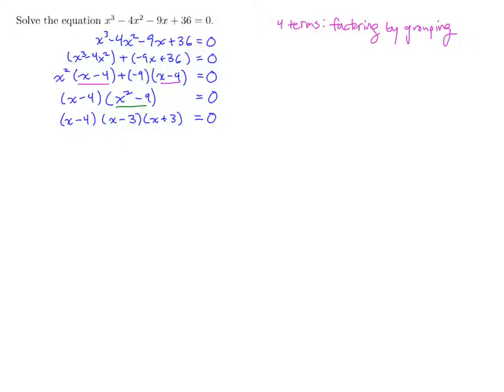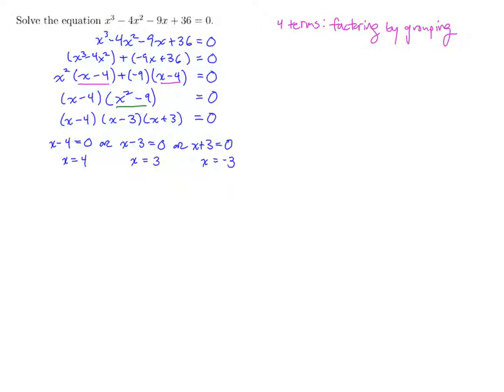So from here, this will break down into 3 equations. So I could have x minus 4 equal to 0, or x minus 3 could equal 0, or x plus 3 could equal 0. And again, because the product of all of those factors was originally 0, any of those factors themselves could have been 0 to give me a solution. So solving each of those equations, x minus 4 equals 0 solves down to x equals 4. X minus 3 equals 0 will give me x equals 3. And x plus 3 equals 0 will give x equals negative 3.